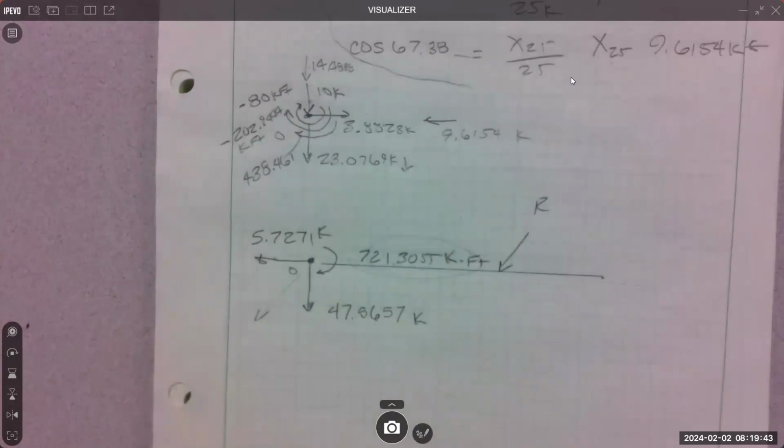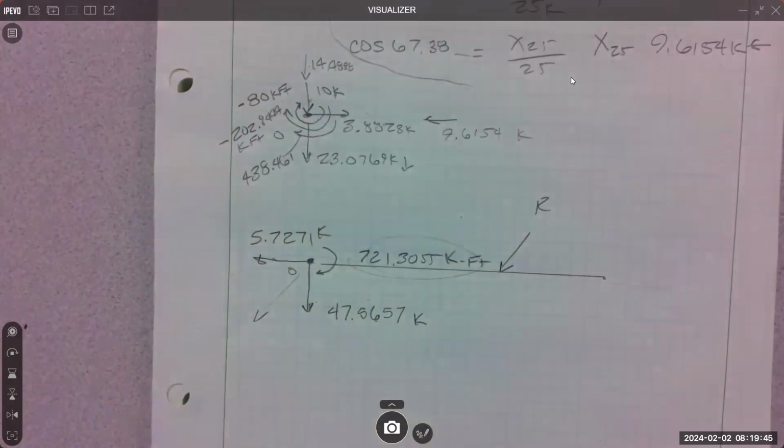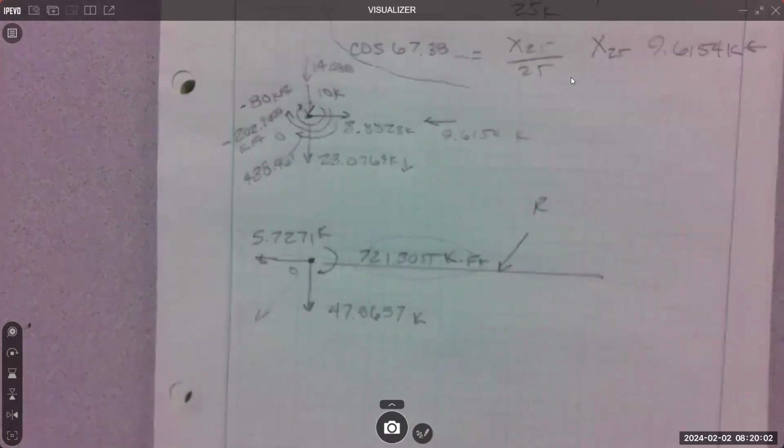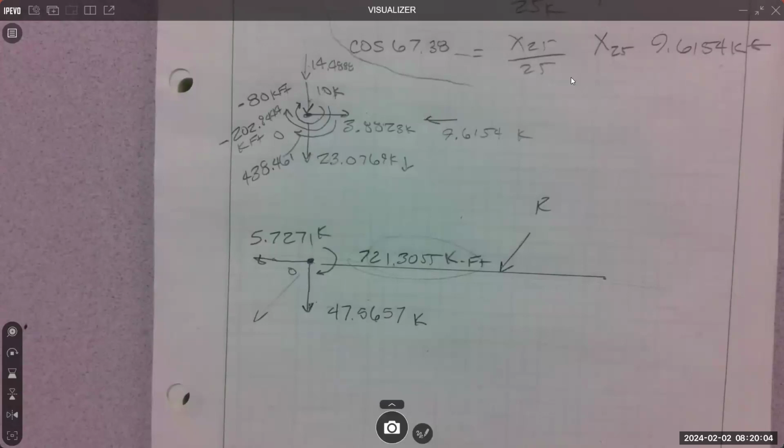Why is it out there? Good question. How do I know that R is out here somewhere? Because the force is down, so it has to be. That's why it's pointing down. But why is it out here and not over here? Because what?